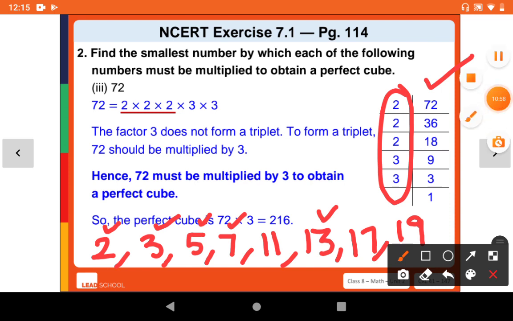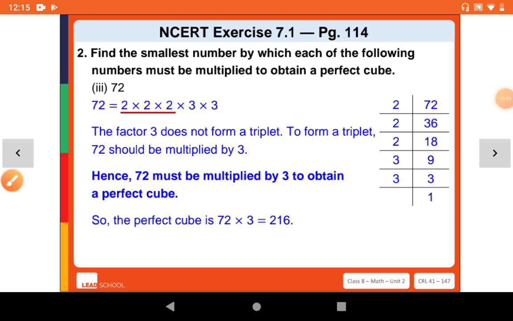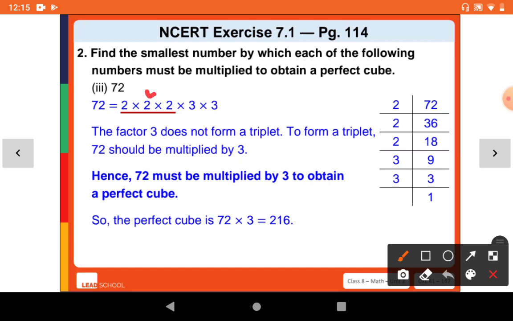Now you can see in the prime factorization of 72, there are two prime factors, one is 2 and one is 3. The triplet of 2 is getting completed, but the triplet of 3 is not complete. So when we want to make it a complete triplet, we shall multiply this by 3. Hence, when we will multiply 72 by 3, we are getting 216. Therefore, 216 is a perfect cube. You can pause the video and note down the solution.